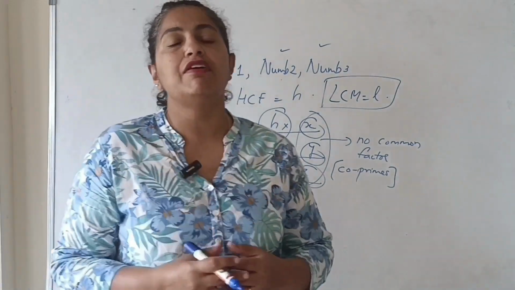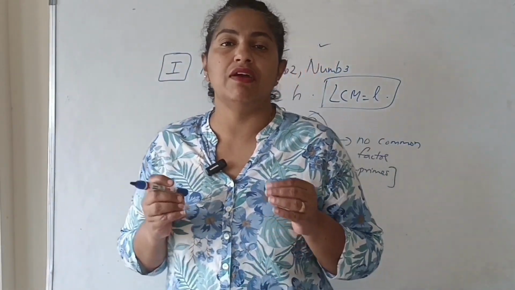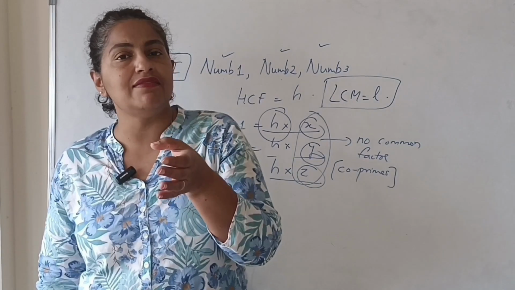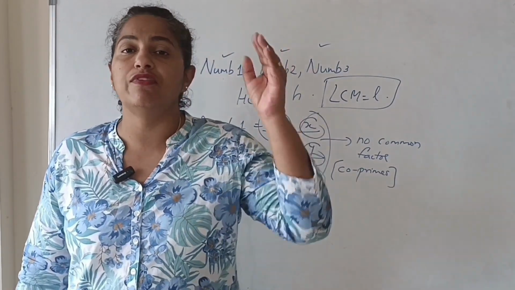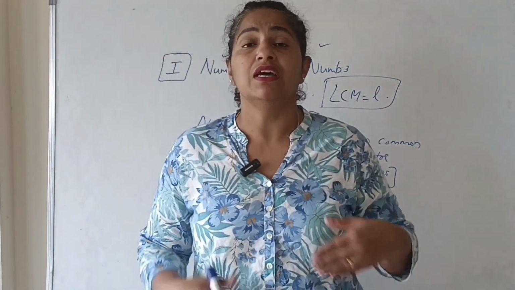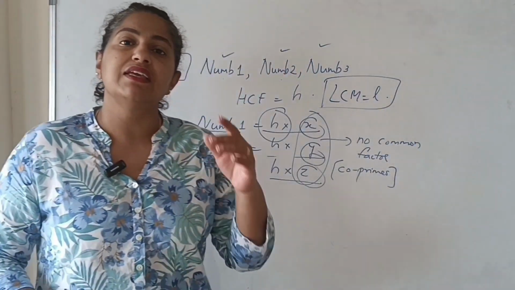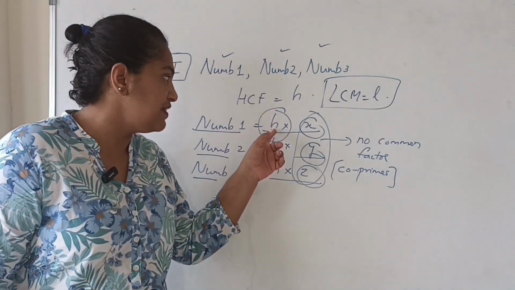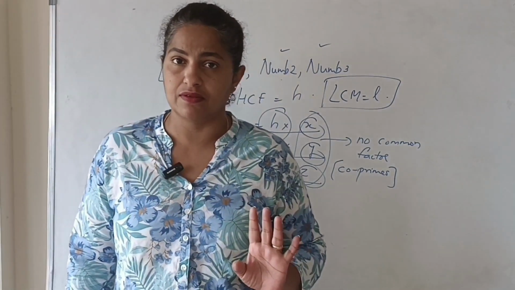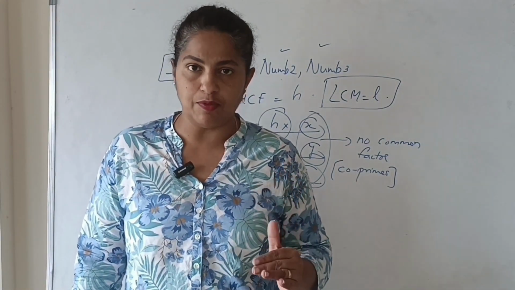Okay. So, whenever we have a set of numbers with a given LCM, that LCM will be divisible by the given numbers, which means that the LCM will be divisible by the HCF as well as the co-primes. So, that is our second point.